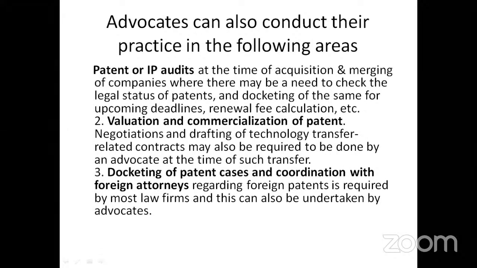Unless somebody looks into when the patent is granted, when it is going to expire, that is from the date of filing, it is 20 years. And when the renewal of fees is due, so one has to keep track of it. And that is known as docketing. And this is one area where a lot of scope is there. And not only that, even foreign patents, if they have been filed, have to be monitored.